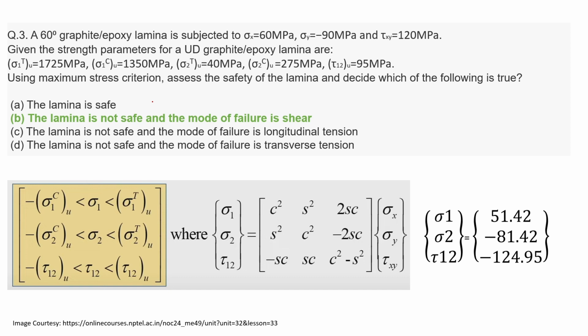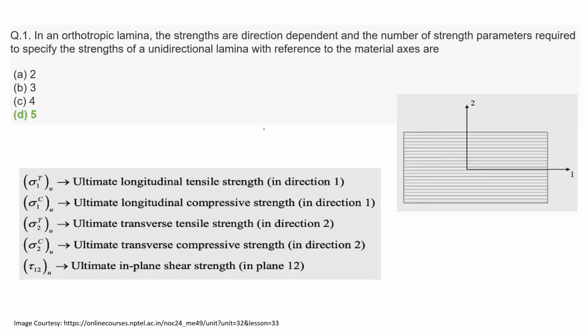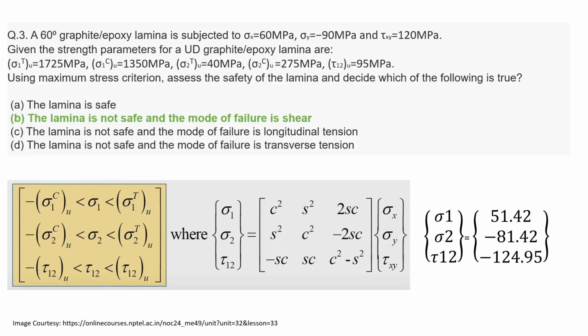It is already given to us, these five strength parameters, these are the ultimate values. So we have to have the stress value between these ultimate values such that there are no failures. To find the stress value of our lamina, the lamina given here is a 60-degree graphite epoxy lamina. So first, the stresses in the principal axis are given to us, and we have to convert them into the material axis.